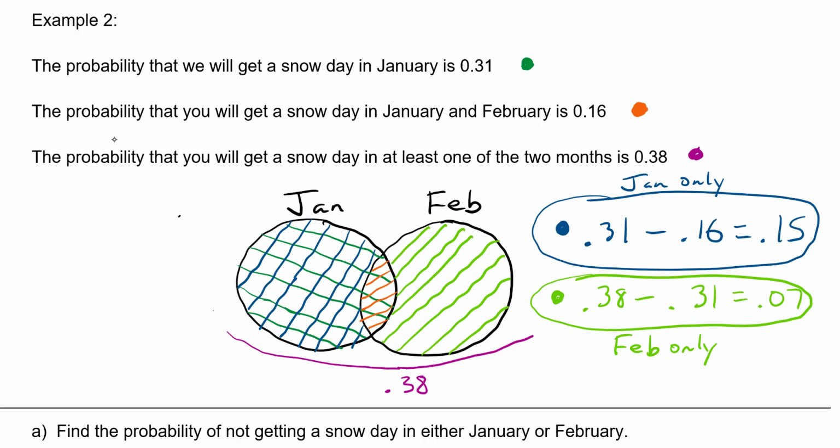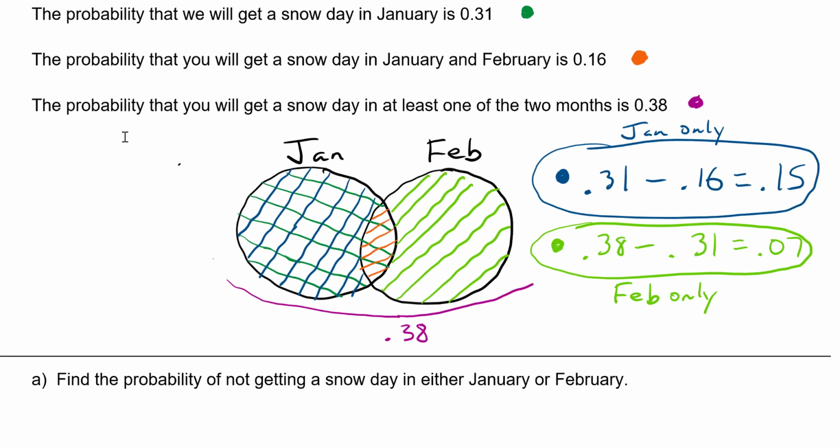Let's do our problems. We pretty much have all the information to do everything. So it says find the probability of not getting a snow day in either January or February. Well, do you guys agree, though, again, that 0.38 is getting a snow day in January, February, or both, in at least one of those days. So that means it's going to be 1 minus 0.38, which is 0.62.